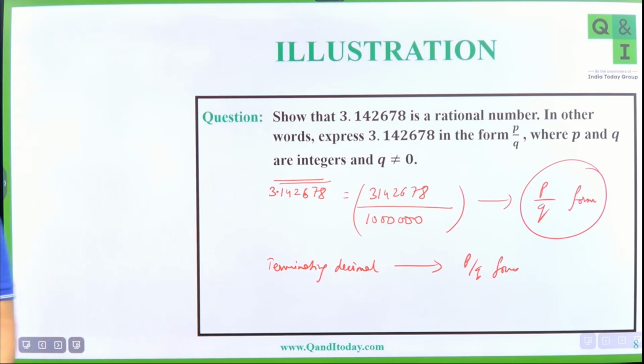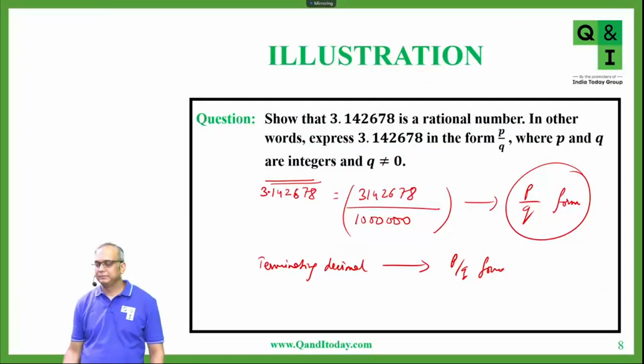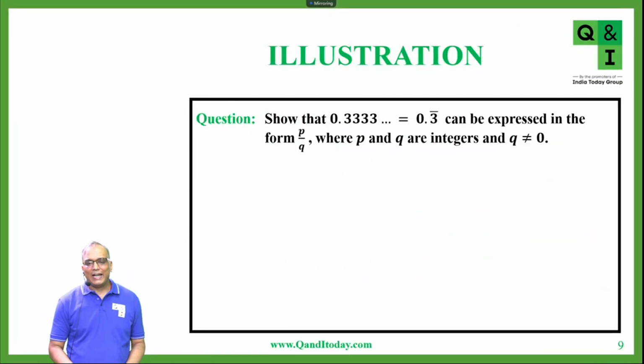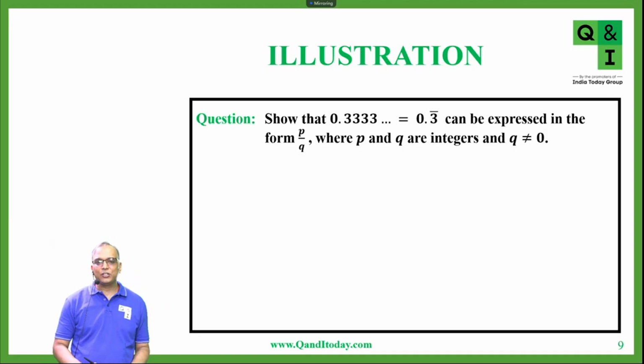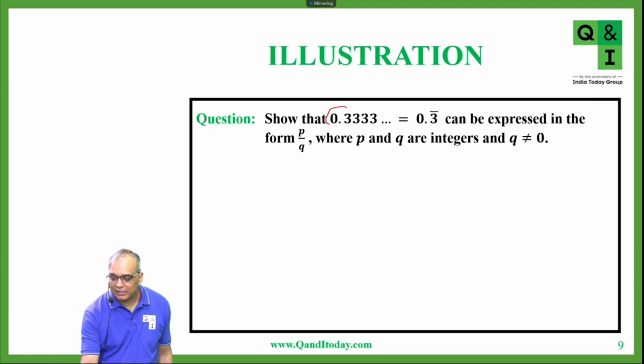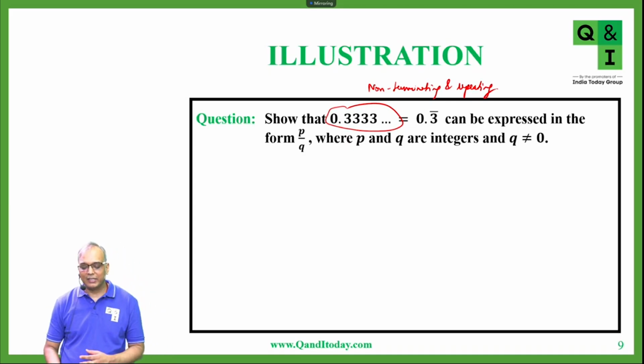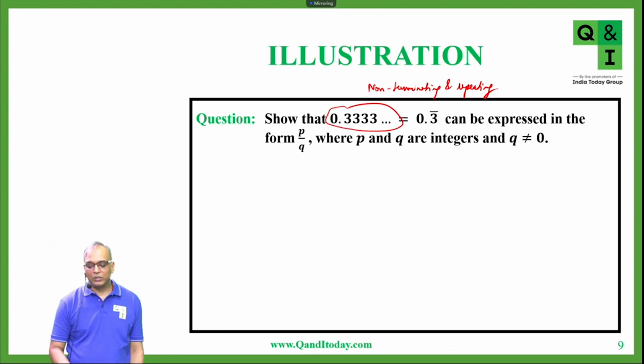Let's move ahead, students. Now the next question is, show that 0.3333, that is 0.3 bar, so 3 is repeating, can be expressed in the form P by Q. Because what form is this? This is non-terminating and repeating, right? For every non-terminating and repeating decimal, that can be converted in the form P by Q, right? So we have to show how to do this.